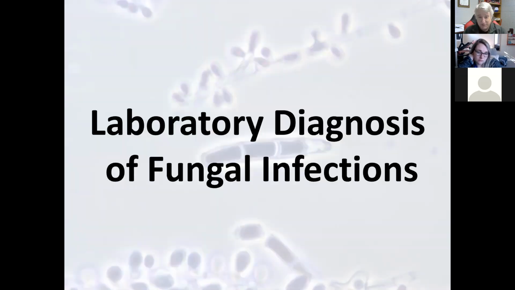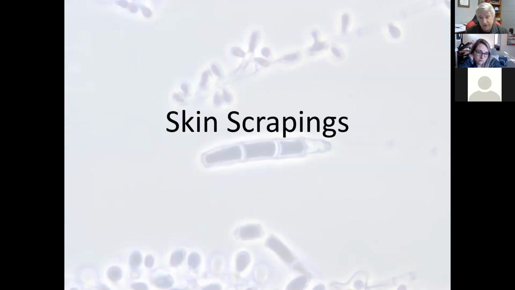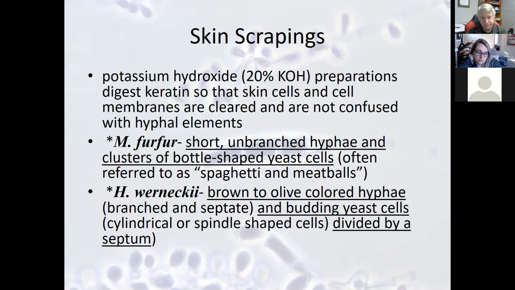So, laboratory diagnosis of fungal infection. Skin scrapings are definitely a lot of what we do. We'll be given skin scrapings to look for fungal elements, using a wet prep with potassium hydroxide. The potassium hydroxide digests the keratin, so the skin cells and cell membranes are cleared and are not confused with the hyphal element. So we're doing a direct examination, and we're going to hopefully show that on Thursday to show you something of the great stuff that we end up with.